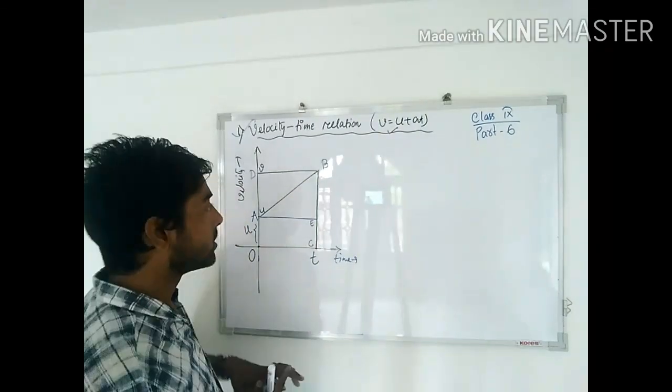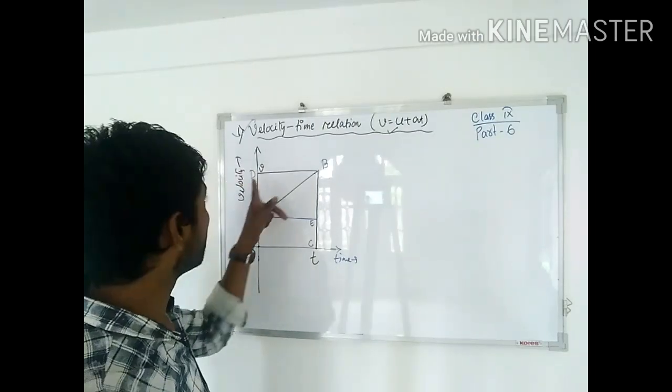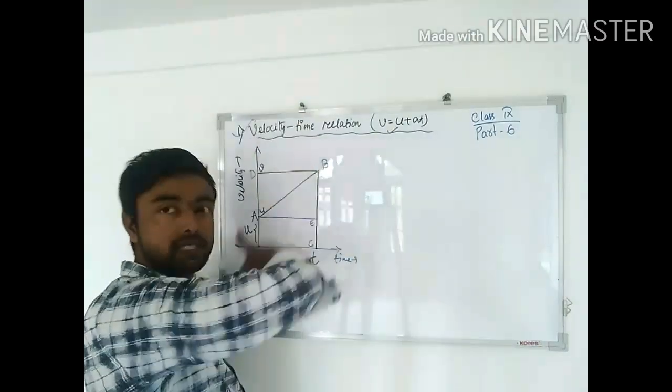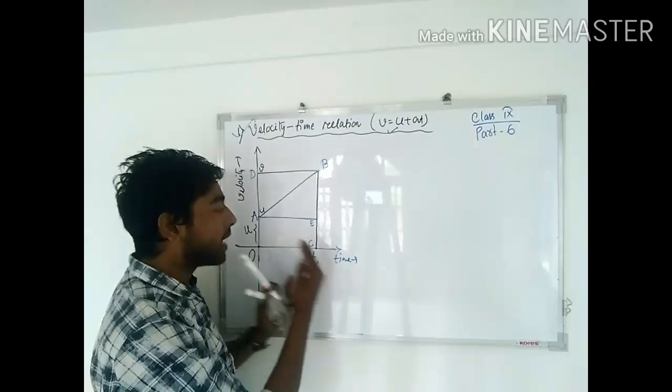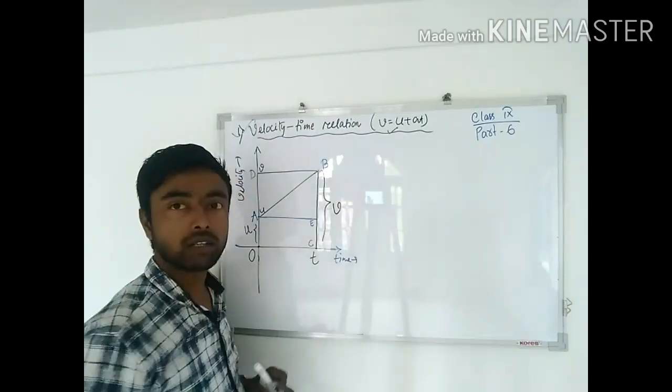This BC line will give you V, is it not? This BC is equal to OD. This will give you the V value. You see, this is V, final velocity. This is the velocity axis, right? After time t, what is the velocity? It is V, right? So this will be V. Done? This will be V.